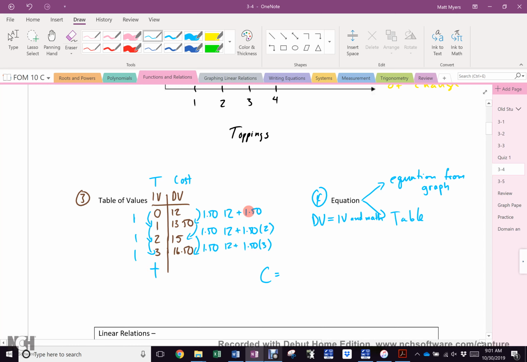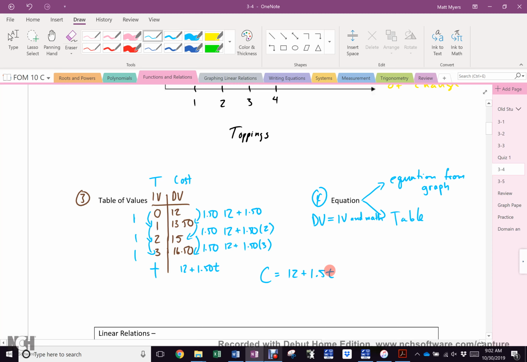Something has just happened in math 3 times. What is it going to be, Addison? 12 plus 1.5 T, done. Is that my independent variable plus math? There's my independent variable, T, and there's the math, yes? 12 plus 1.5 T.